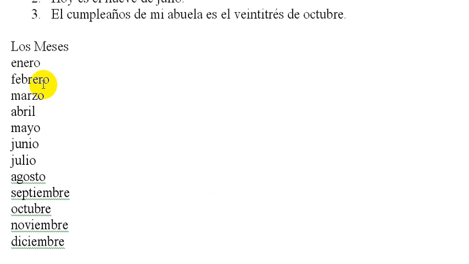So the months I have listed for you right here are January through December, and I'm going to pronounce them for you, and also I'm going to go ahead and give you a couple of hints on how you can spell a few of them right. So starting here at the top with January: enero, febrero, marzo, abril, mayo, junio, julio, agosto, septiembre, octubre, noviembre, diciembre.